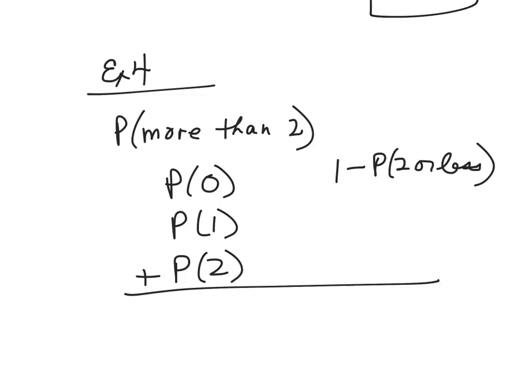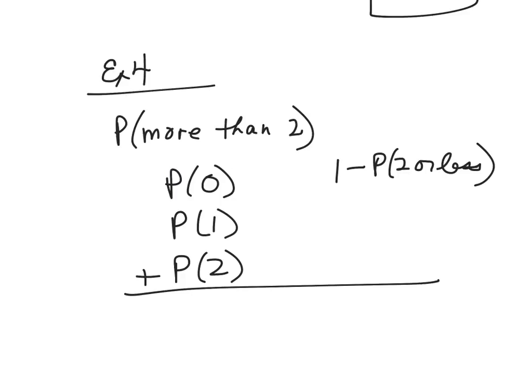So basically what I'm doing here is using the complements rule that we talked about last time. It says the probability of an event is equal to 1 minus the probability of the complement of the event. And the complement of more than 2 is 2 or less. So that's what I'm going to do. I'm going to figure these 3 probabilities, add them together, and then take them from 1.